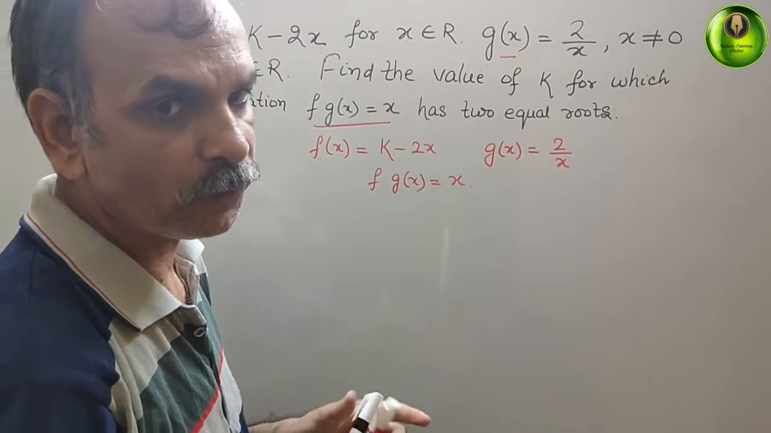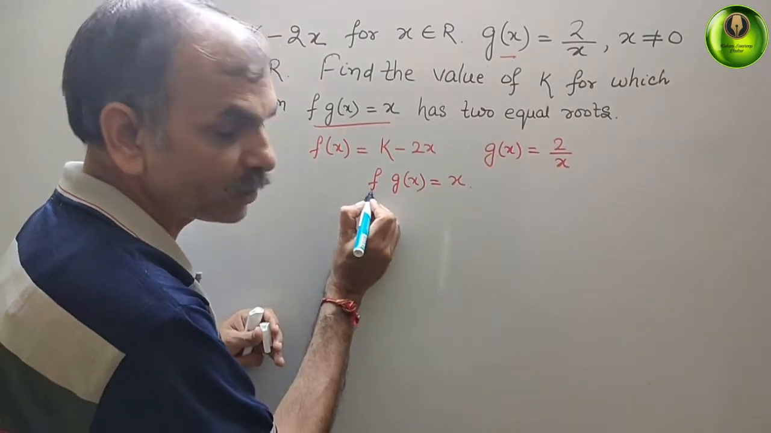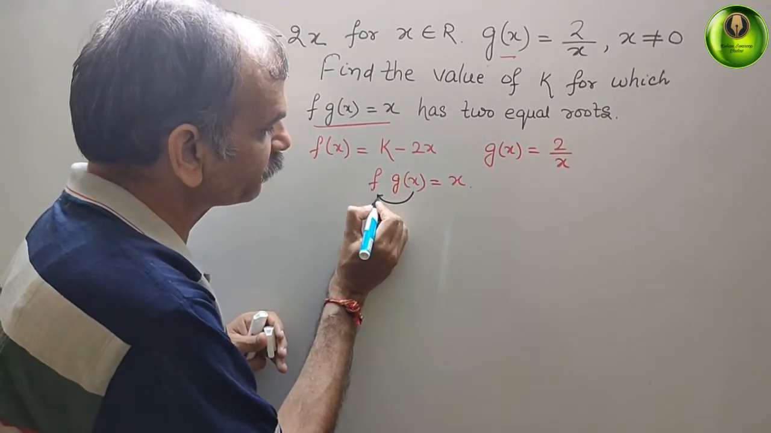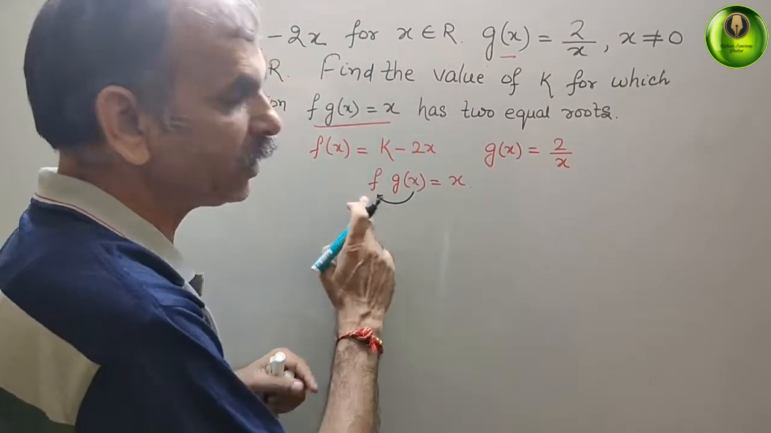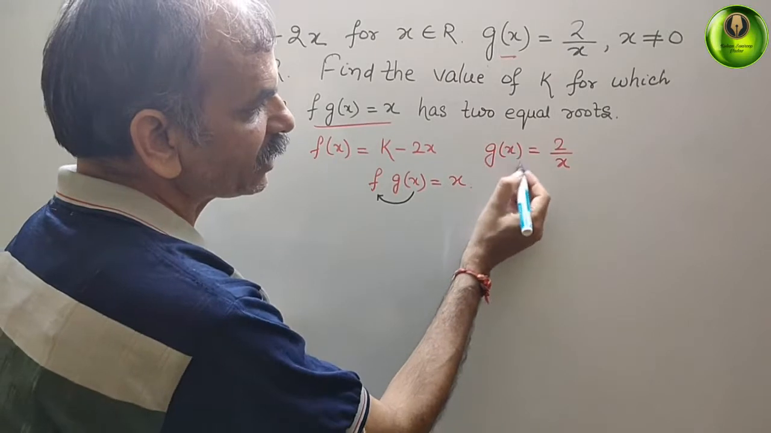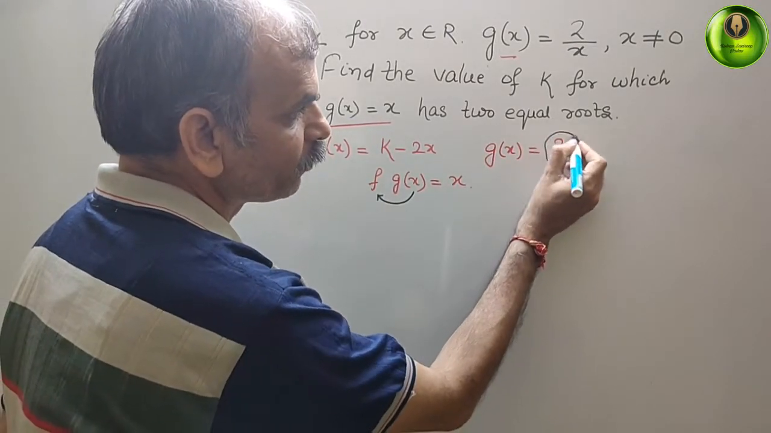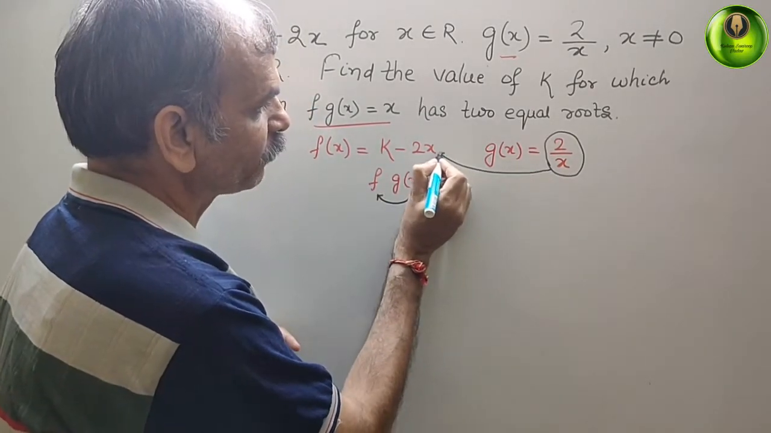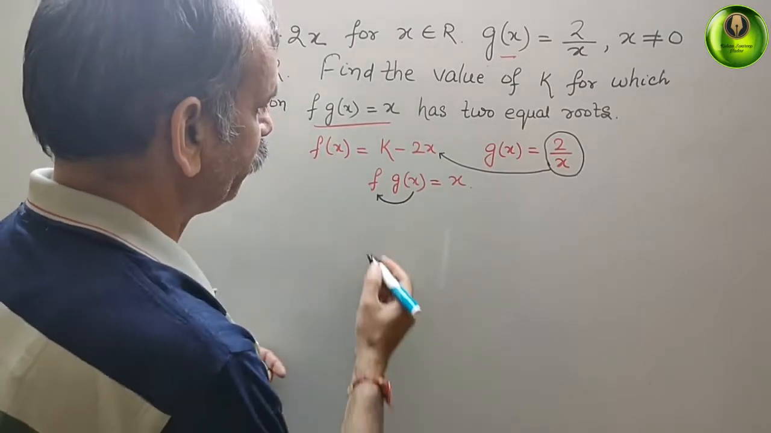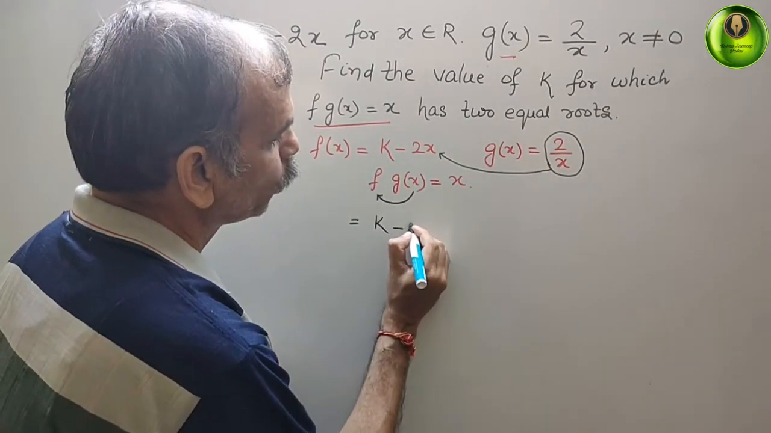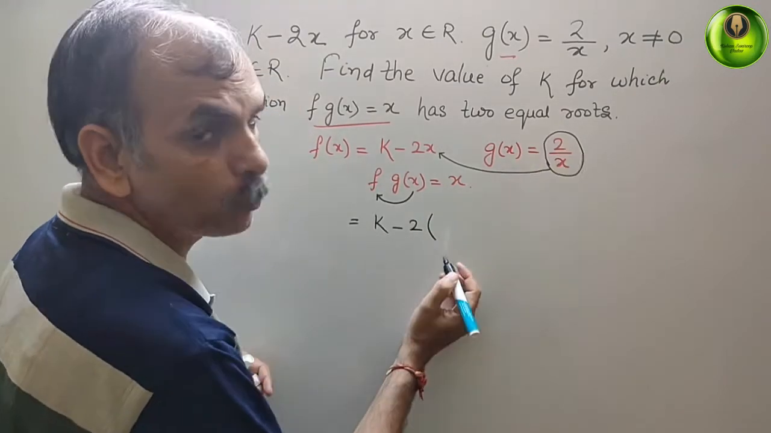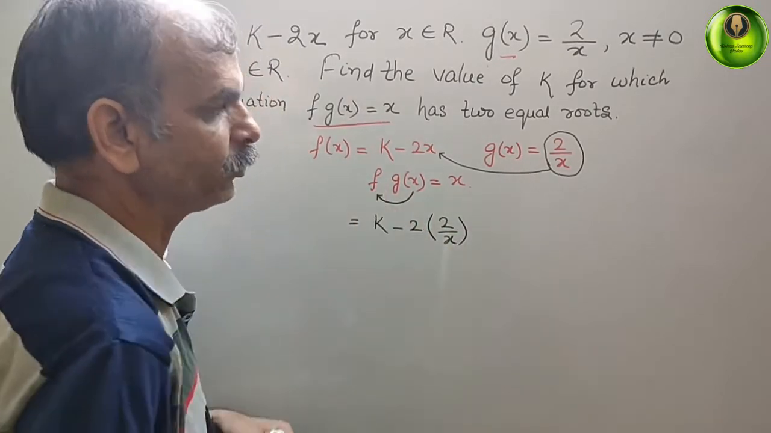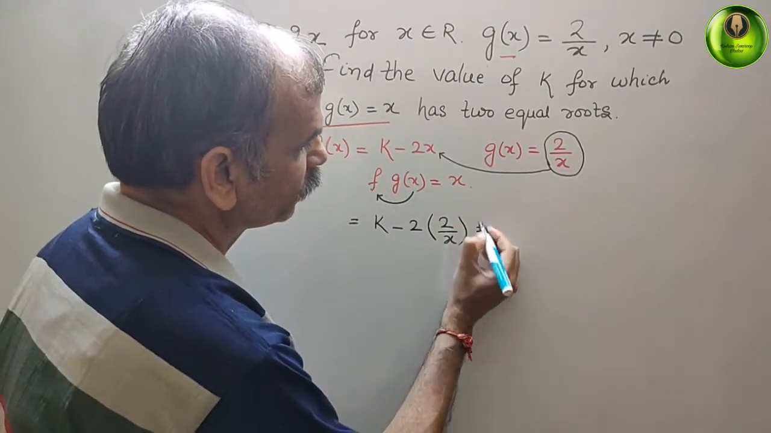Now, what we have to do? You can see here, this is the main function now. So we are substituting g(x) value in f. That means g(x) is this value. You have to substitute wherever x is there. That means here. What we will get? We will get k minus 2 into 2 by x, that is equal to x.